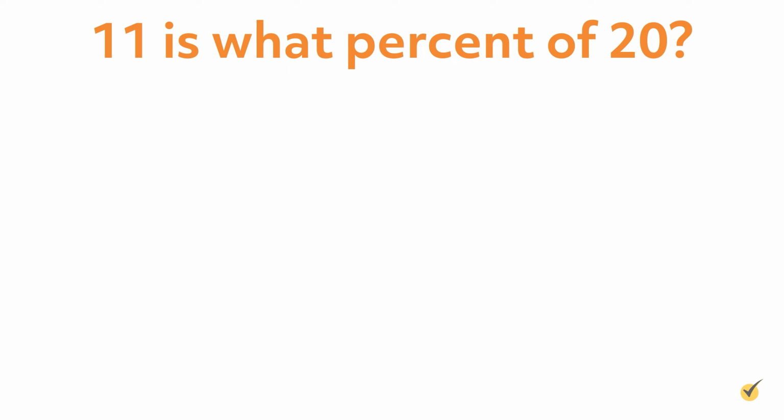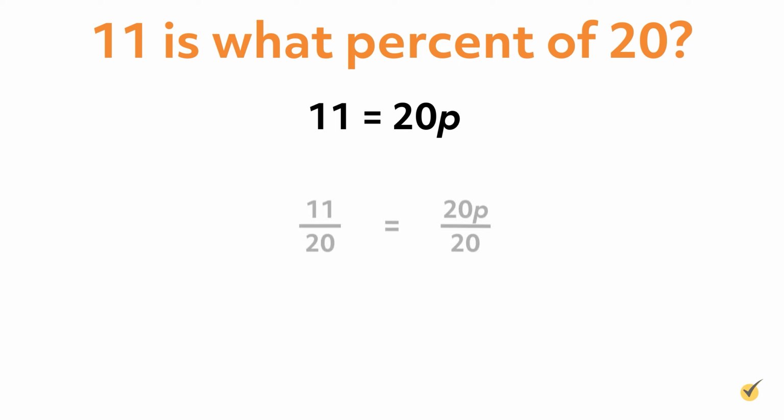Now that you've tried this one on your own, let's take a look at it together. The algebraic equation that represents this question is 11 equals 20p. From here, solve the equation for p. To solve for p, isolate the variable by doing inverse operations. Simply divide both sides of the equation by 20.